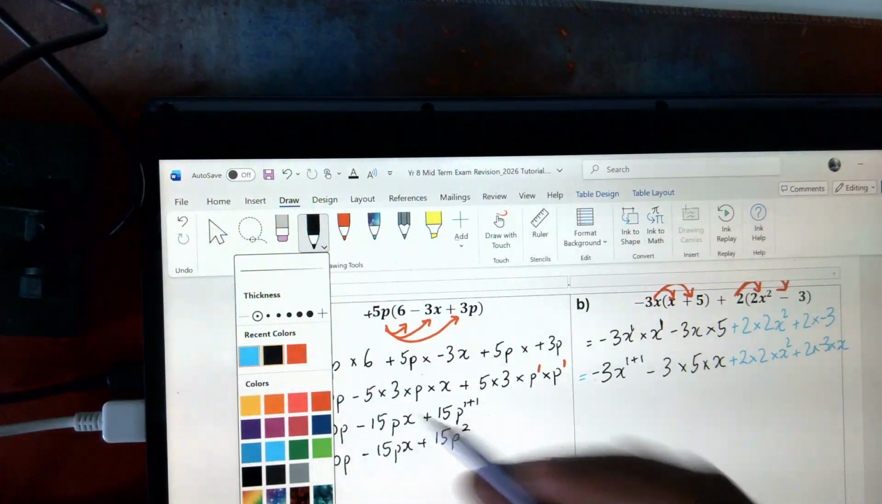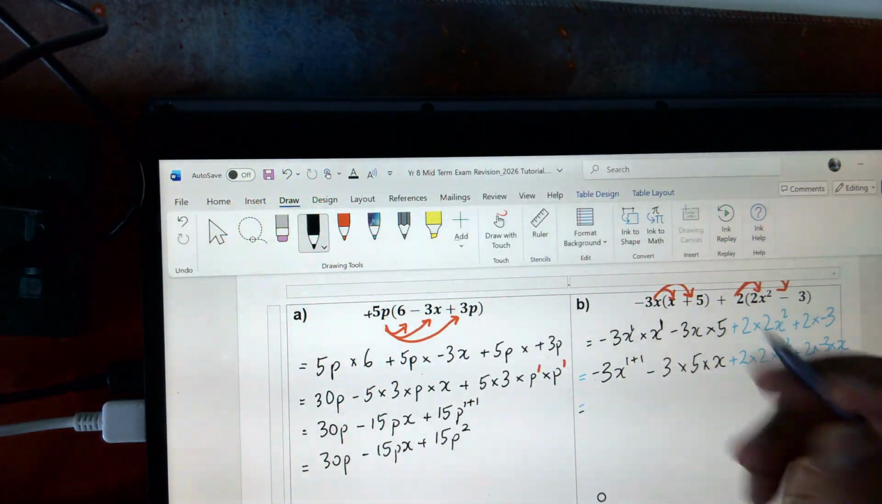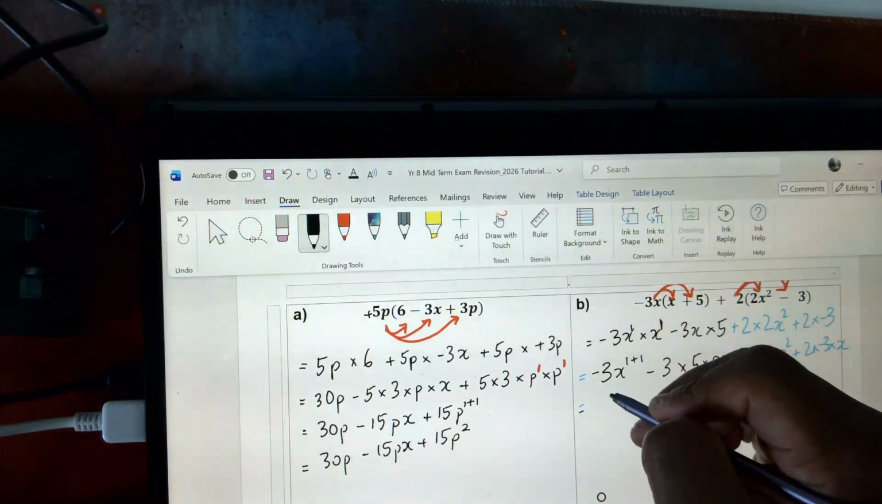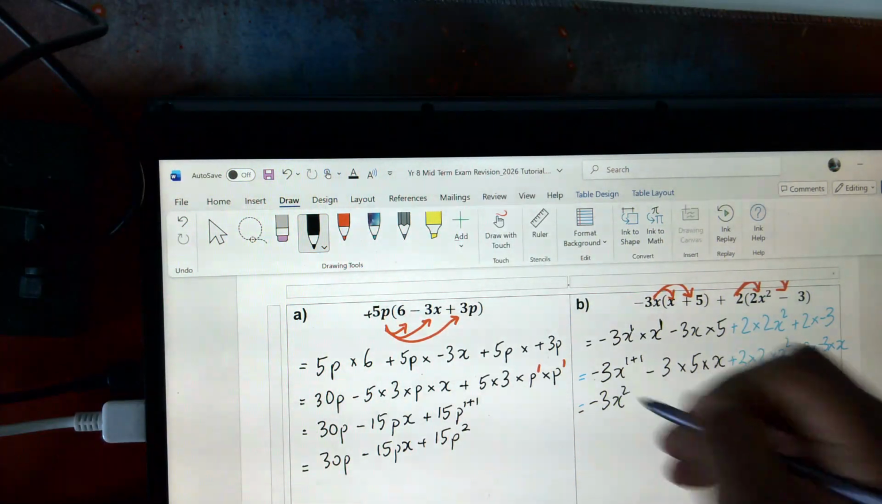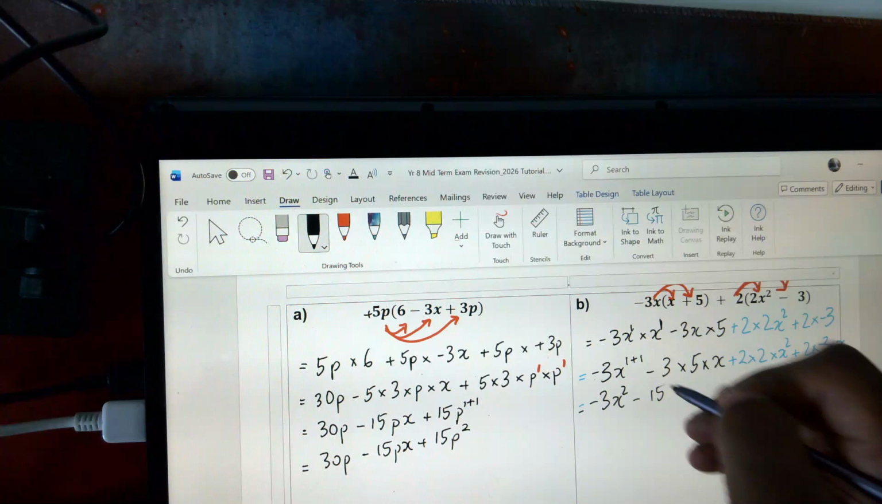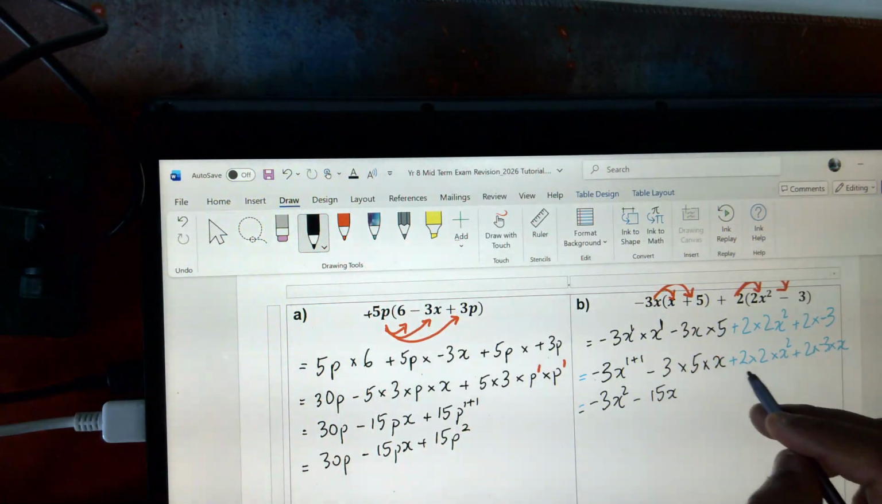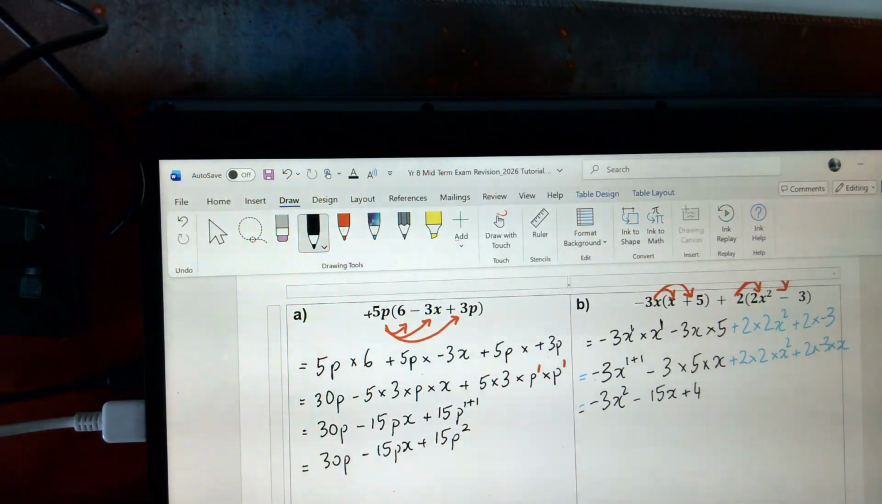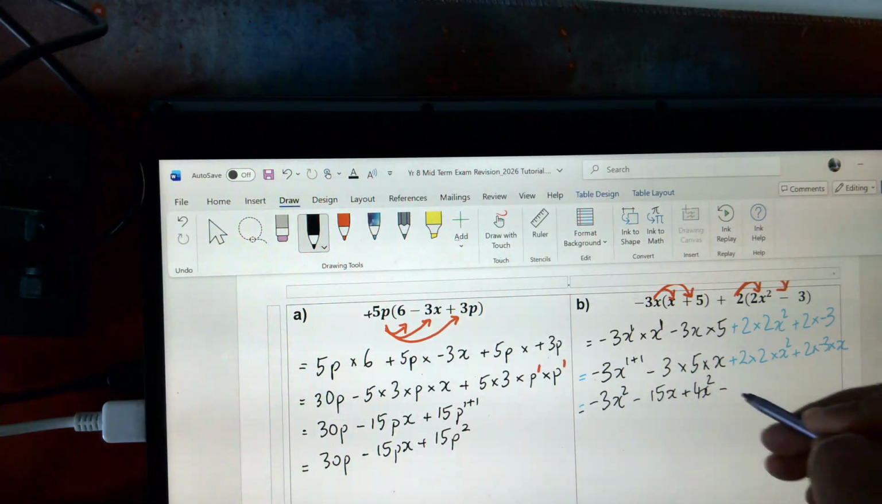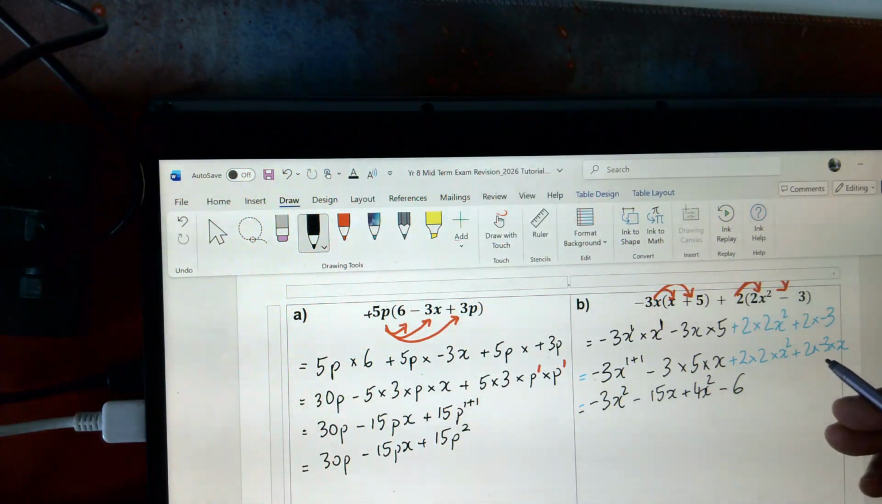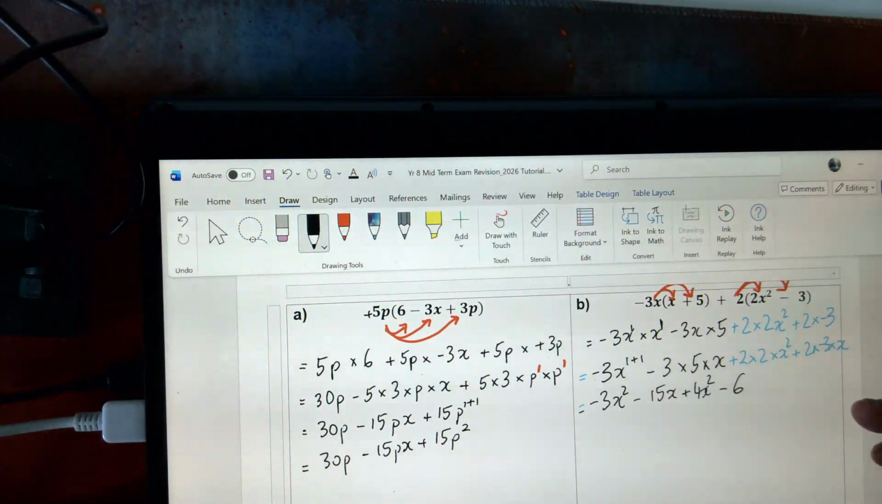This means I've got negative 3x squared, take 15x. And then in blue I've got, well, positive 2 times 2 is positive 4 times x squared is positive 4x squared. A positive times a negative is a negative. 2 times 3 is 6. And we're going to multiply it by an x. So then there's our terms.